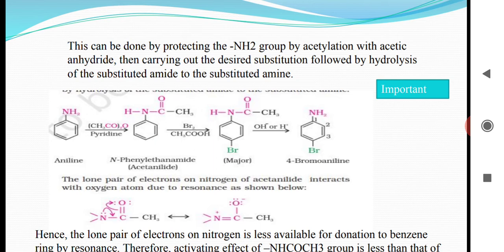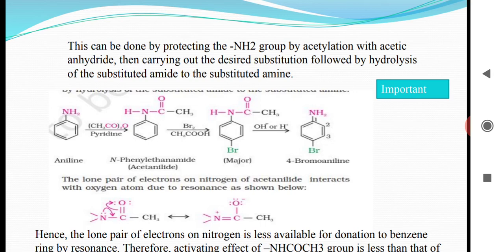Because acetic acid will be formed and it can be easily neutralized, the reaction will go in the forward direction only. Here the nitrogen's lone pair will attack the carbon attached to oxygen, because it is an electron-deficient carbon, so it will form an amide, phenyl ethanamide.